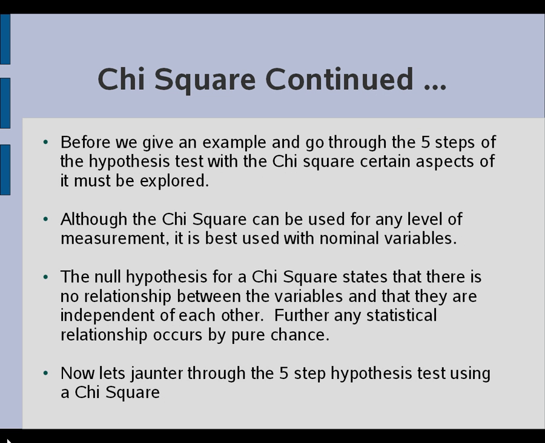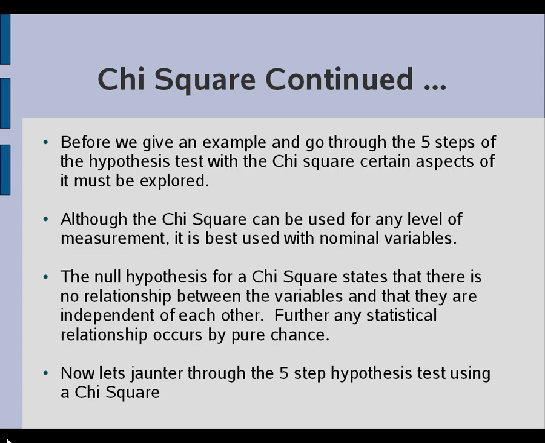Before we give an example and go through the 5 steps of the hypothesis test with the chi-square, certain aspects of it must be explored. Although the chi-square can be used for any level of measurement, it is best used with nominal variables. The null hypothesis for a chi-square states that there is no relationship between the variables and that they are independent of each other. Further, any statistical relationship occurs by pure chance.